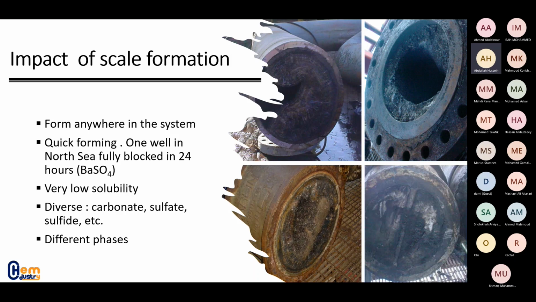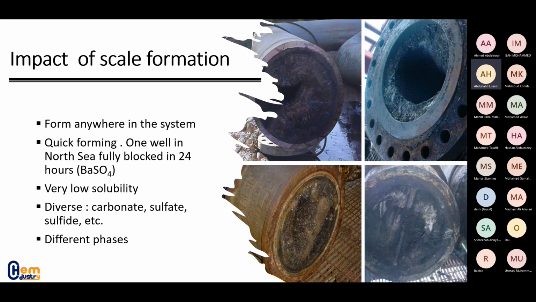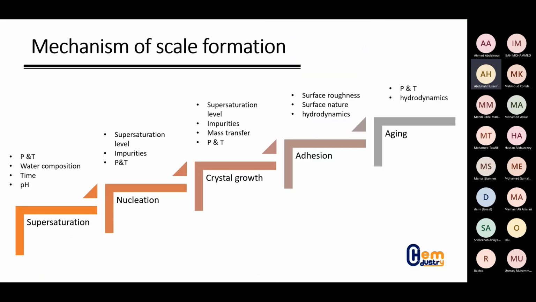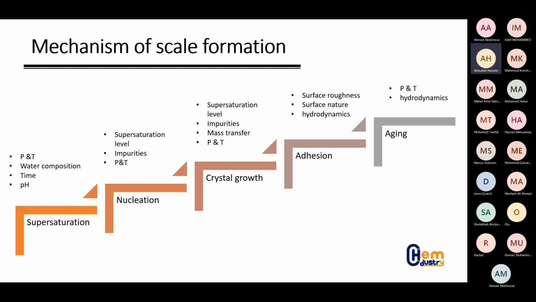management from the operators. So to understand and to deal with the problem, we need to understand how scale is actually formed. So we have 5 main steps. You can see them right there with the factors affecting them. The first one is supersaturation. This is when the concentration of the dissolved salts and ions exceed their solubility limit and precipitate out of the solution. This is considered just a driving force for the precipitation.